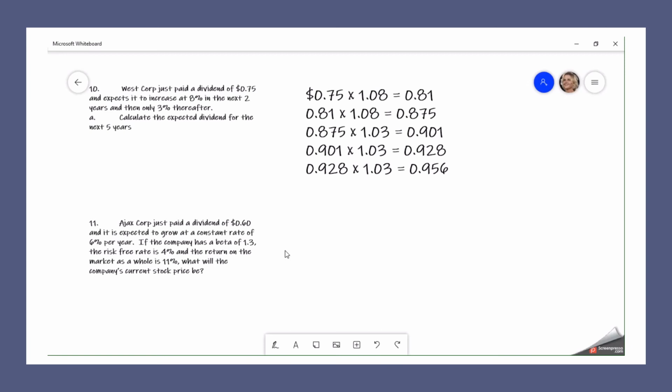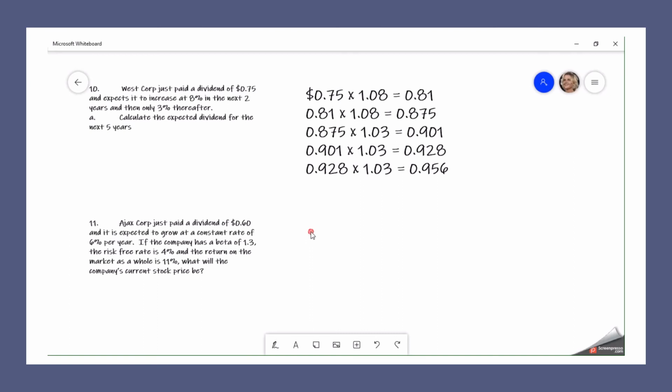Okay, then we have Ajax Corporation just paid a dividend of 60 cents, and it is expected to grow at a constant rate of 6% per year. If the company has a beta of 1.3, the risk-free rate is 4%, and the return on the market is 11%. What will the current stock price be?